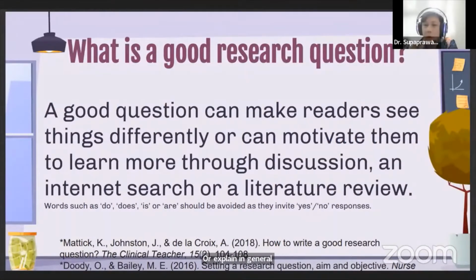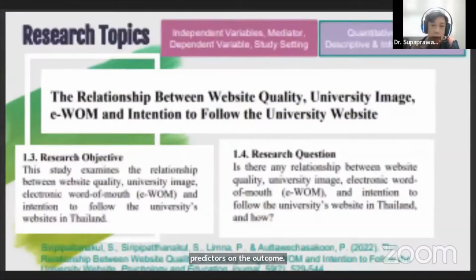And when you talk about the research question, how to write a good research question, a good research question would make the reader understand easily. How to write the research question: when you do the literature review, you can see what the new article, the new research, would like to explain, the relationship or the variable of the predictors on the outcome. This is how to write a research question.